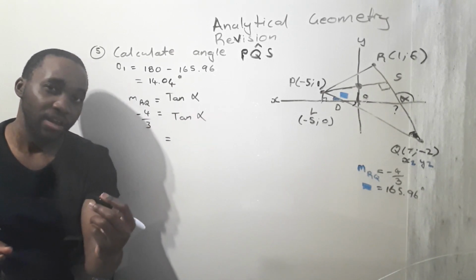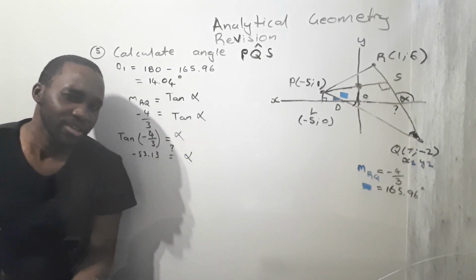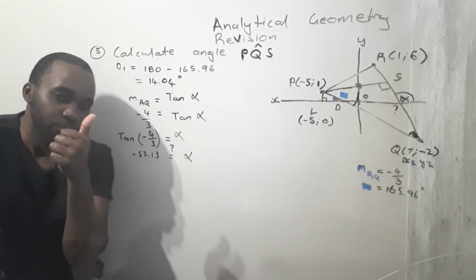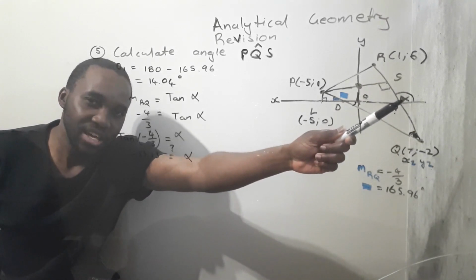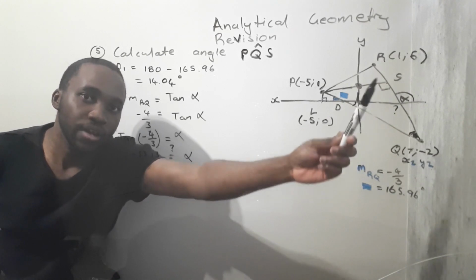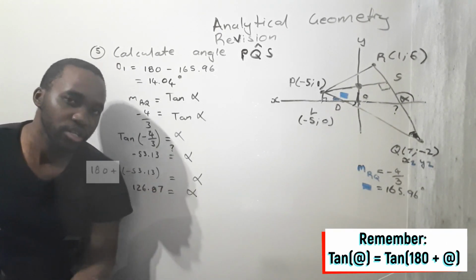And then working out a value for alpha, in your calculator you will see that you're going to get -53.13. Firstly, your angle cannot be a negative. Secondly, our value for alpha there is an obtuse angle. So for you to get your actual value for alpha, this is what you would need to do.